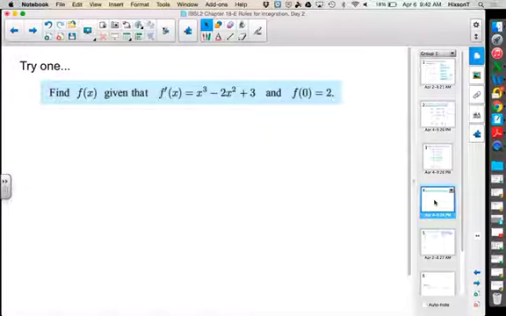Try one on your own here. X cubed minus 2x squared plus 3 is the derivative. F of 0 is 2, so what would f of x be?